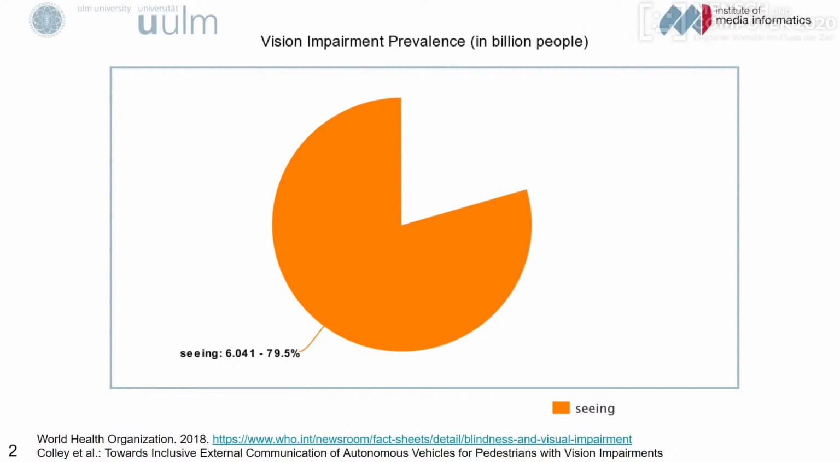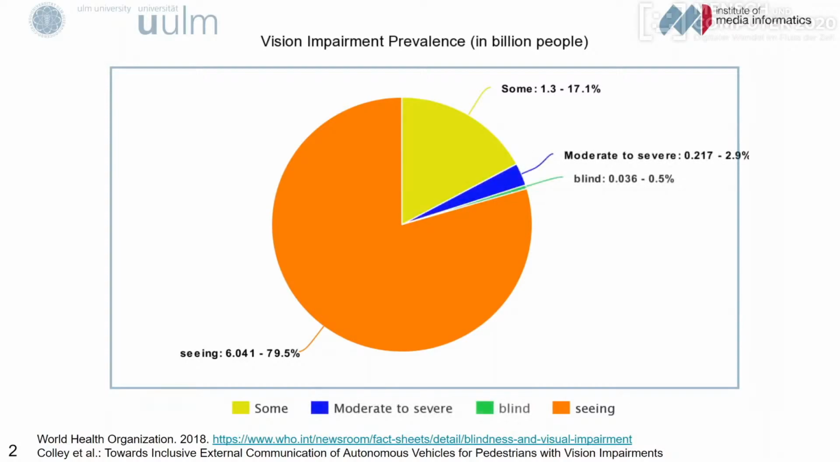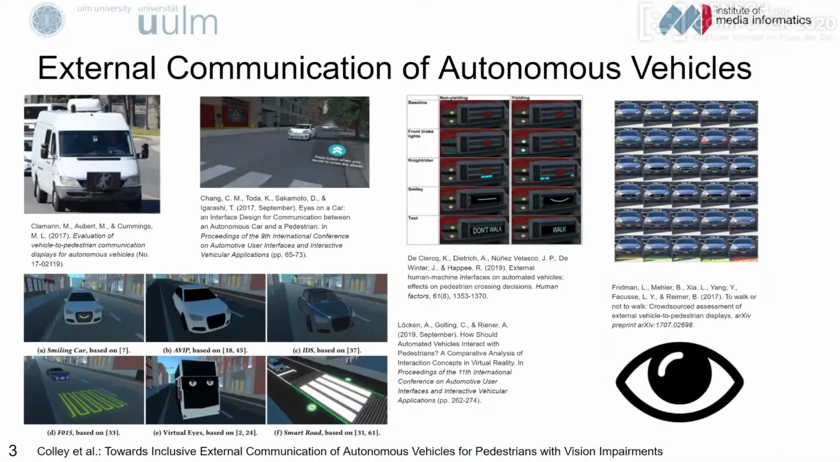According to the World Health Organization, there are currently about 1.3 billion people with some 217 million people with moderate to severe vision impairment, and 36 million people are blind. In demanding traffic situations, people today rely on eye contact and gestures. Autonomous vehicles might have to substitute this communication.